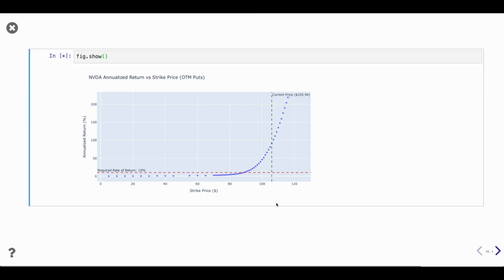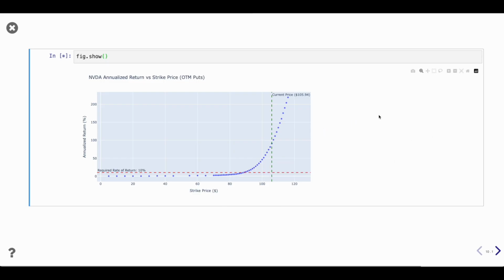You can see the general relationship here that as the strike price gets closer and closer to the current stock price, or in other words, as the option gets closer to the money, the annualized rate of return increases. On the other hand, as the strike price decreases and gets further out of the money, the annualized rate of return decreases.